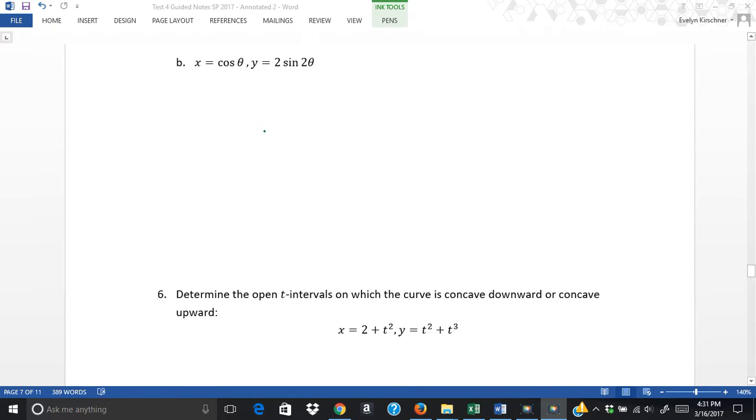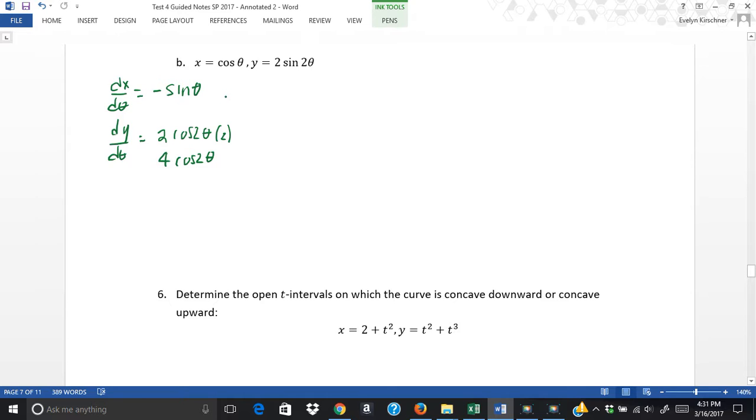I need to find my derivative, x with respect to theta, and that's negative sine theta, and dy d theta, which is 2 cosine 2 theta times 2, or 4 cosine 2 theta. Now, we don't really have to look at dy dx.